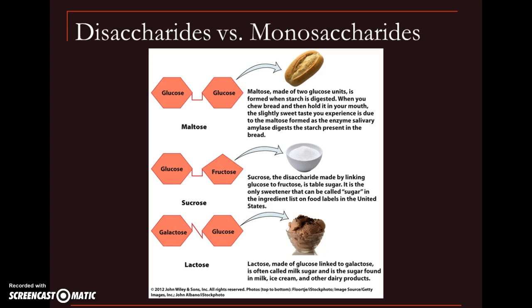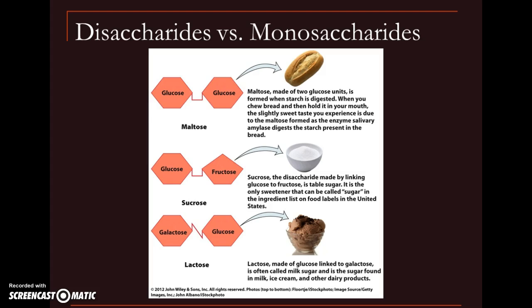Sucrose is glucose plus fructose, and that's our table sugar. It's the only sweetener that you can call sugar on the ingredient list on food labels in the US. Sucrose is a byproduct of sugarcane that's spun around many times, and you end up with this cane sugar, or sucrose, on one side, and then you end up with molasses on the other side that's typically used for cattle feed.